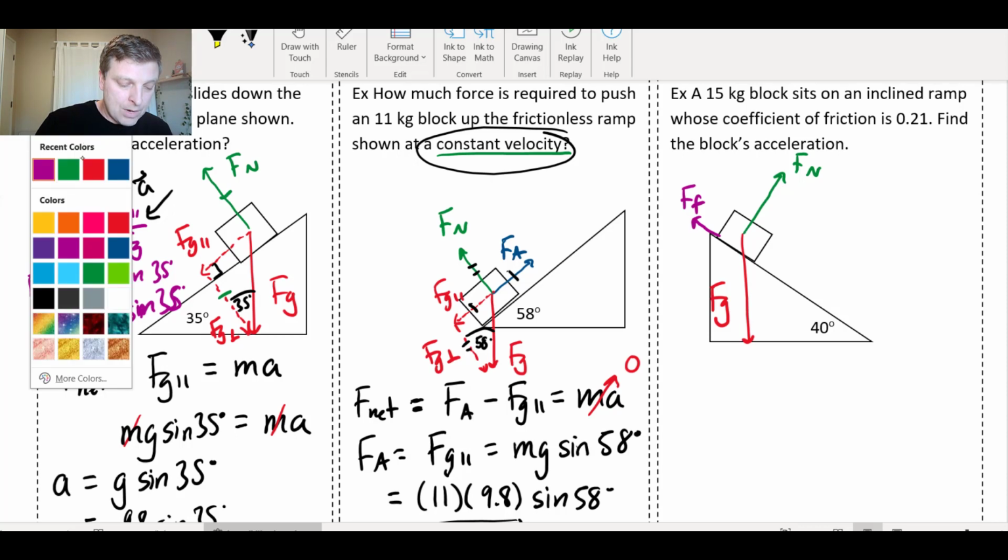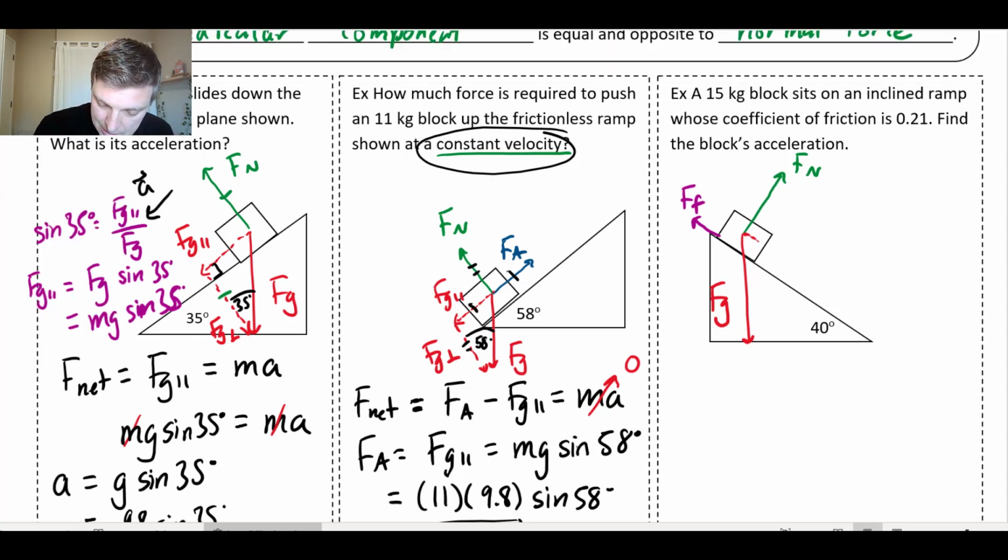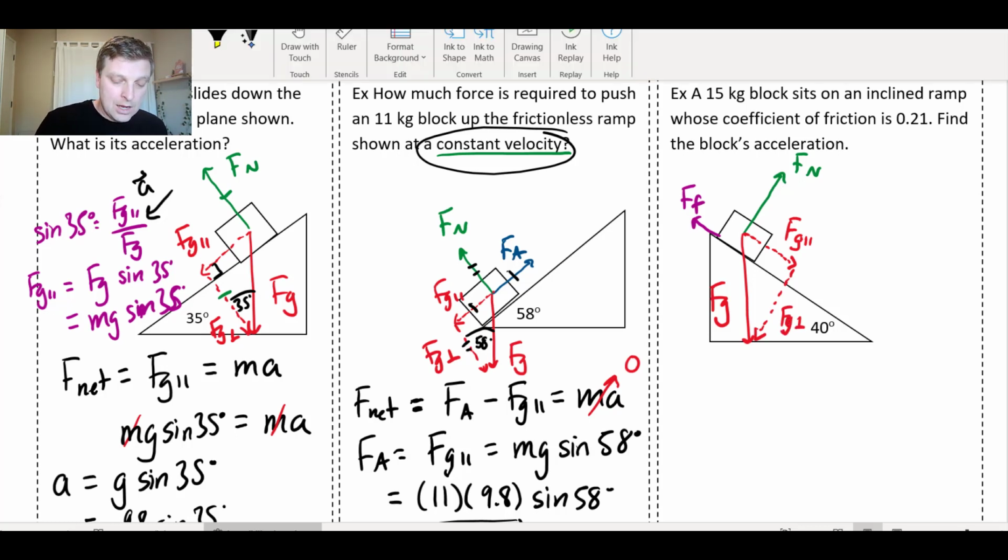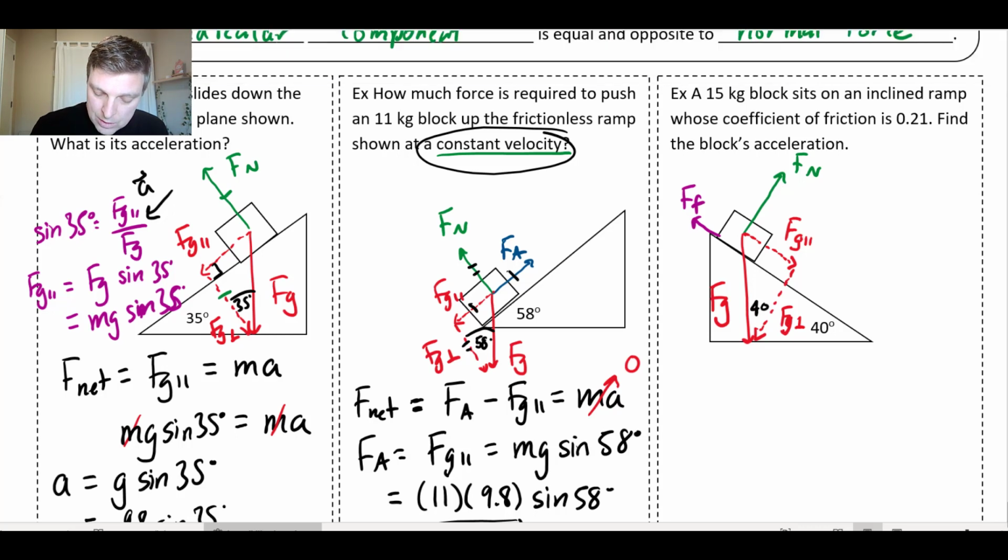So when I break this into components, my parallel component of gravity is going to be larger than friction. So Fg parallel, and then Fg perpendicular. And again, this is going to be a 40-degree angle right there, and that's a 90. So let's see what we can find.